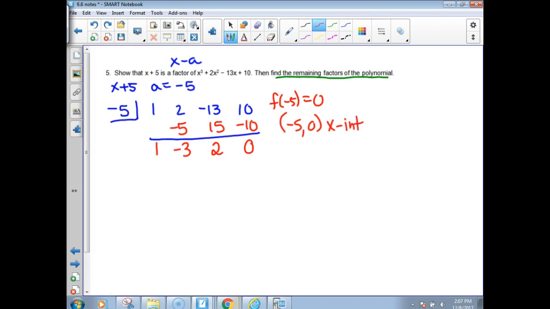X-intercept. You should know that, okay? It's one of the zeros of the polynomial. All right, now, the reduced polynomial, we haven't talked about this in a couple days, since before the quiz.